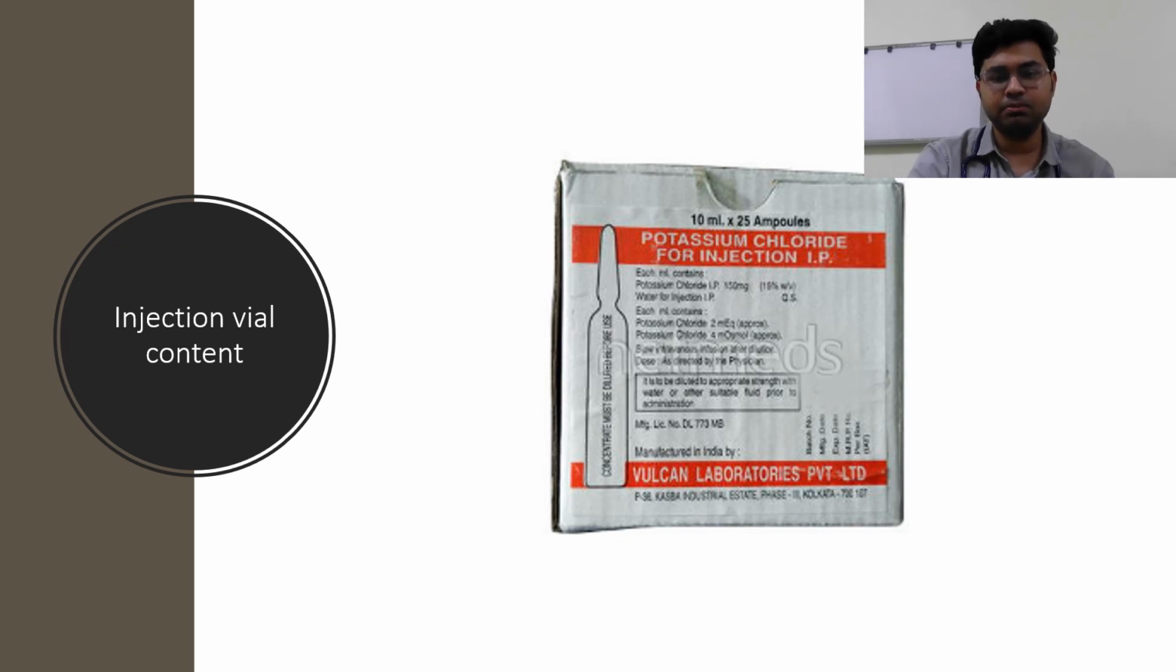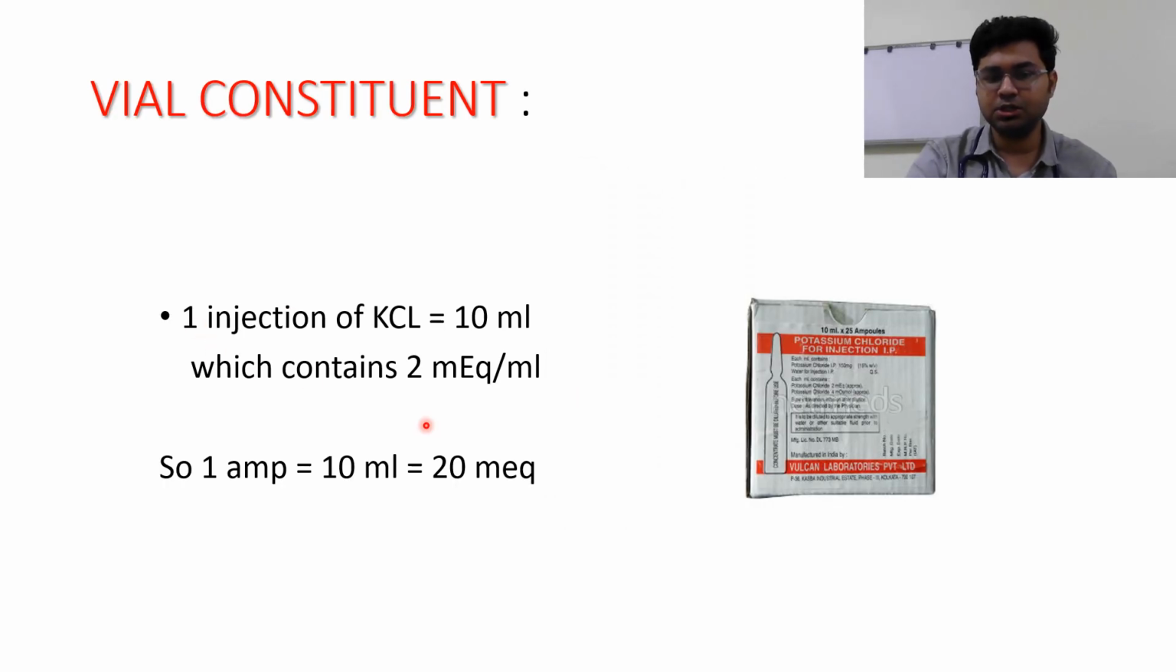This is a vial of potassium chloride, which is regularly used in ICUs. Each ampule contains 10 ml of KCL, and 1 ml has 2 milliequivalent of KCL per ml. So the final milliequivalent will be 20. So 1 ampule will contain 20 milliequivalent of KCL.